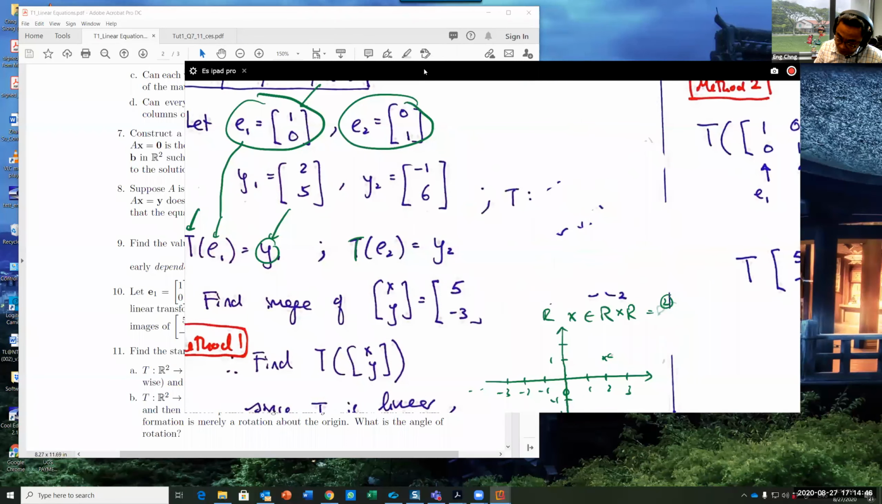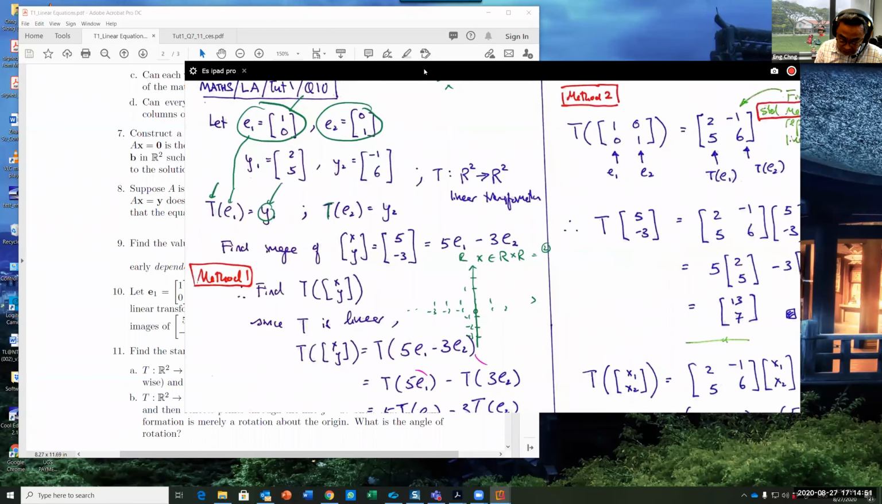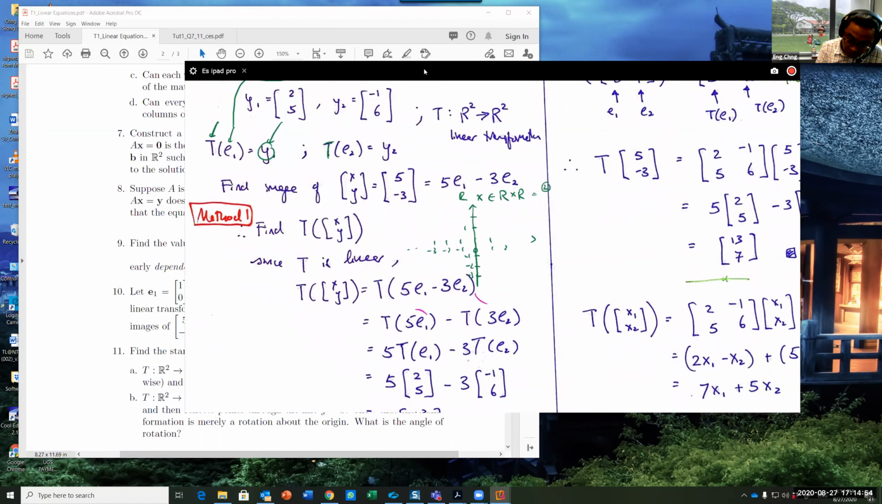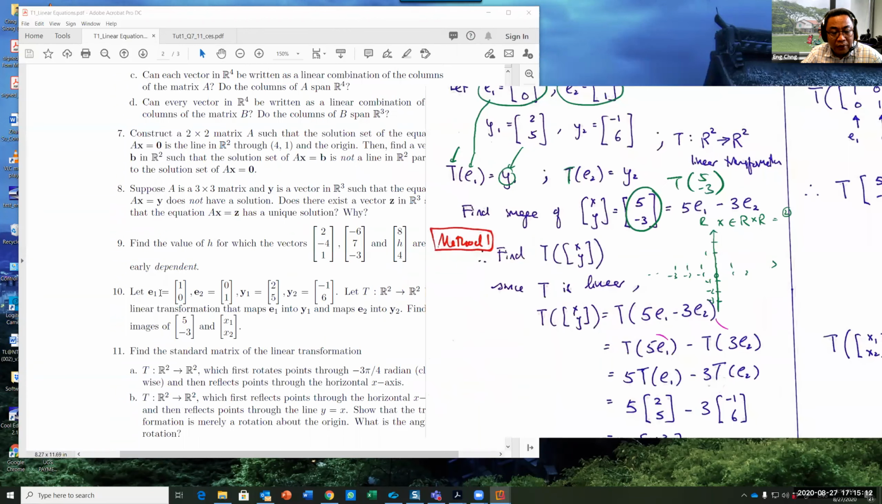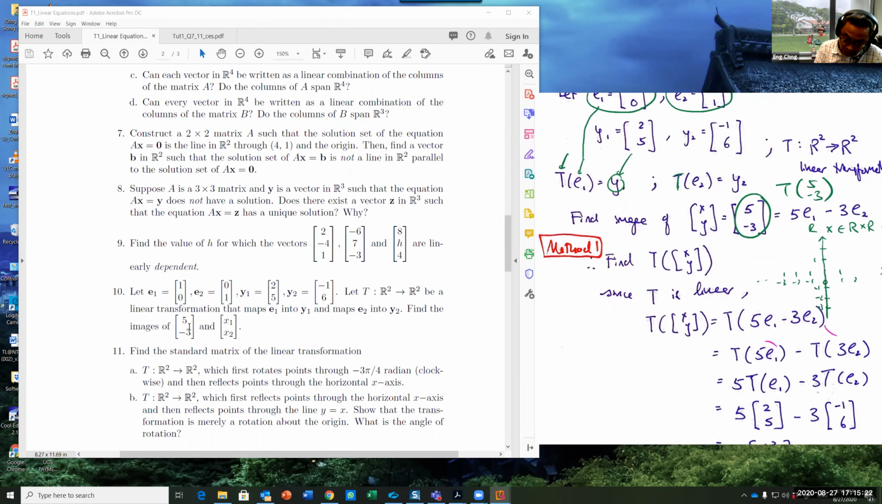Okay. Now, so we say that T is a linear transformation. All right. And then you say that, okay, let us find T of 5 minus 3. Now, the question is interesting because I'm only given T of E1, T of E2. And now I'm asked to find T of 5 minus 3. So what's the trick?